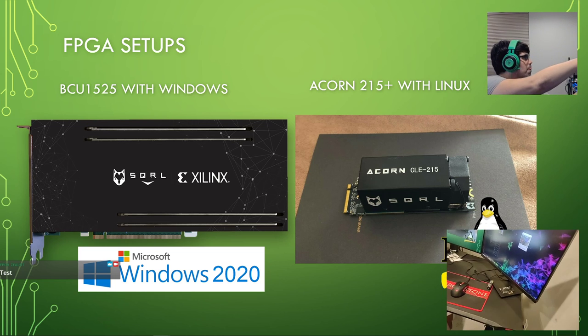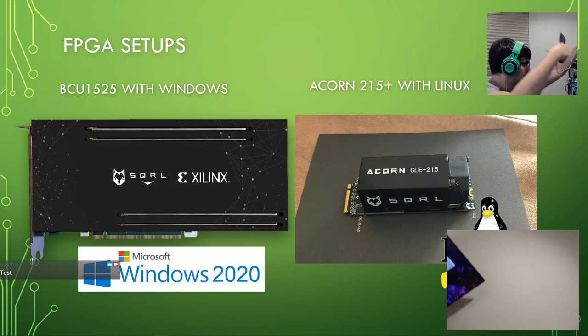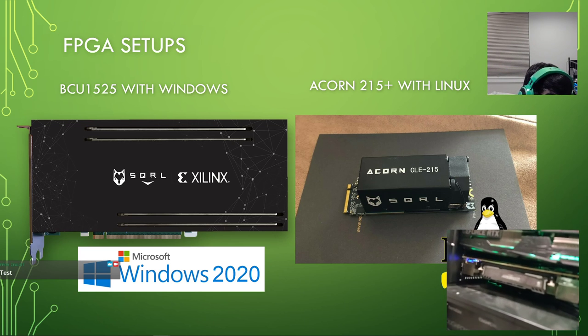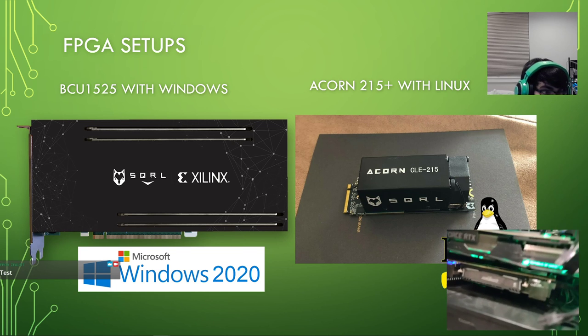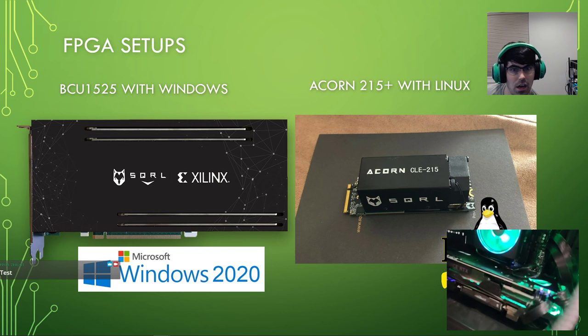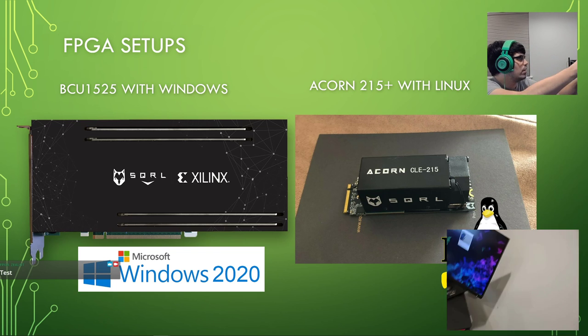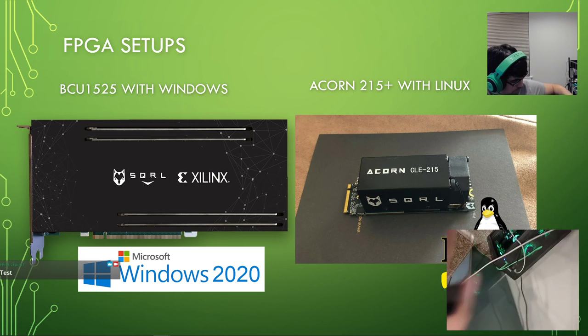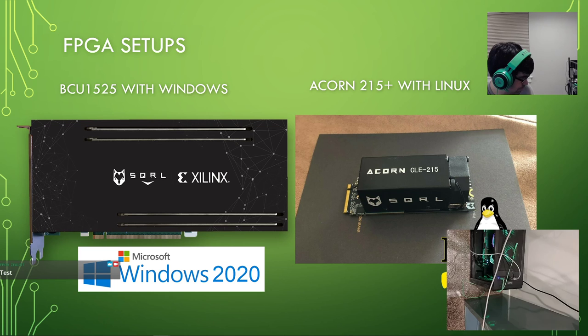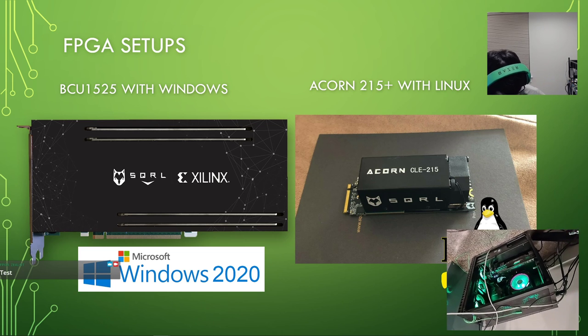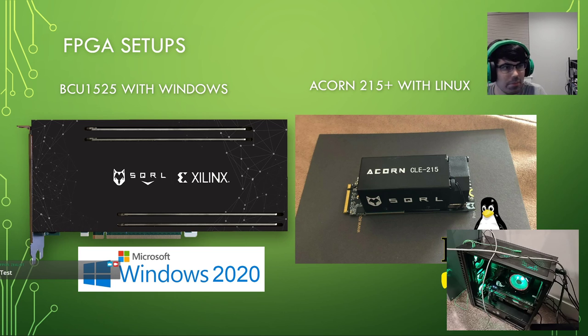I can show you. So we have my graphics card right there, and below my graphics card we have the BCU 1525. Now you see the screen upside down, and then we can just flip. Cool. We have the BCU 1525.